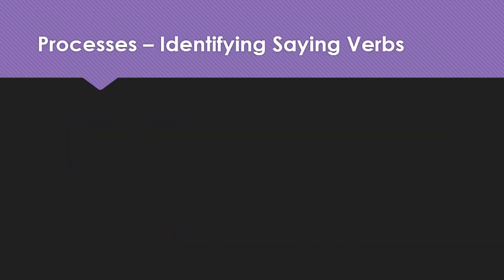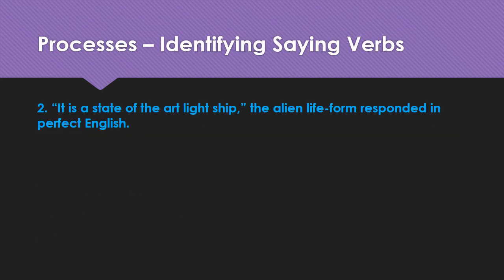Let's look at number 2. "It's a state-of-the-art light ship." The alien life form responded in perfect English. Now in this example, the part after the direct speech is quite long. But if we simply use the questions, we will be able to identify the saying process quite easily. So who spoke in this example? The alien life form. And what did the alien life form do?